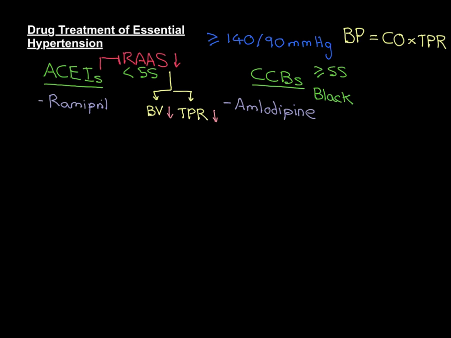So that is how ACE inhibitors influence blood pressure. They reduce blood volume and they reduce total peripheral resistance. And they work by reducing the renin-angiotensin-aldosterone system to below the baseline level. So that is why this system is such a fantastic target for antihypertensive medications, and they are incredibly effective antihypertensive medications.